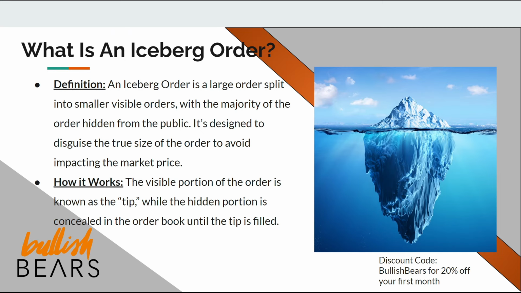So how it works is the visible portion of the order is known as the tip, hence the iceberg reference, while the hidden portion is concealed in the order book until the tip is filled.